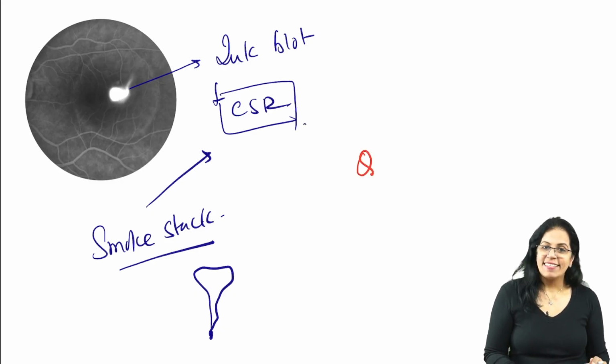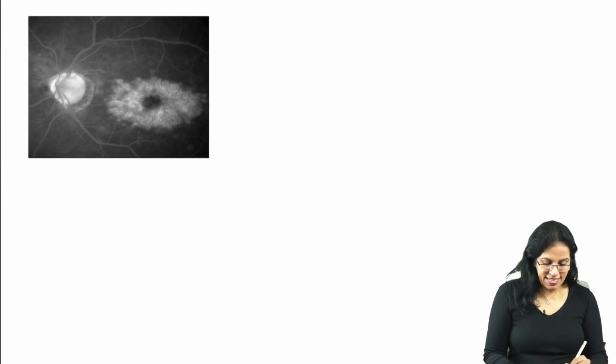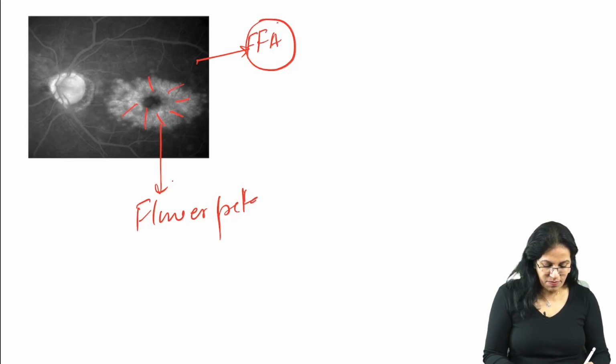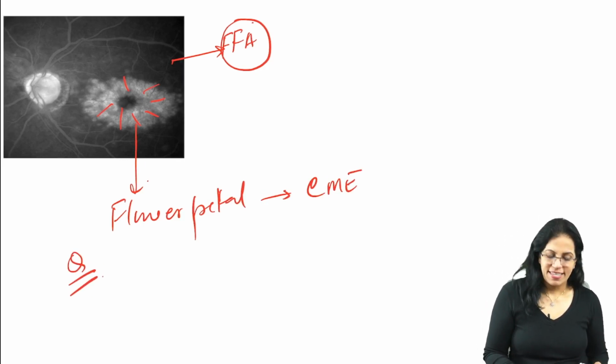Okay. Then we talk about what is this. This is again a fluorescein angiography. What do you see? The leakage that I see in this fundus fluorescein angiography picture is a flower petal pattern, and as you can see, everything is radial like this, right? And this flower petal pattern is a feature of, you answer, CME. So that is another exam question, right?